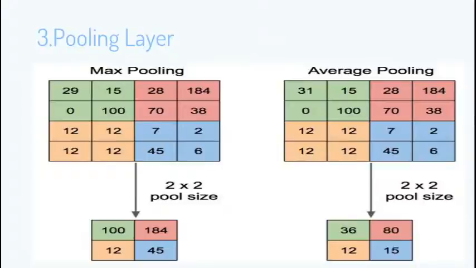Here you can take, in the first matrix, I have 29, 15, 0, 100. In maximum pooling, the maximum value is 100, so I take it as the 0 by 0 entry, 100. Again I take the second one, in those 184 is the maximum. So I take the maximum value into a 2 by 2 matrix as maximum pooling. In average pooling, I take the average value into a 2 by 2 matrix. So that is the use of pooling layers.